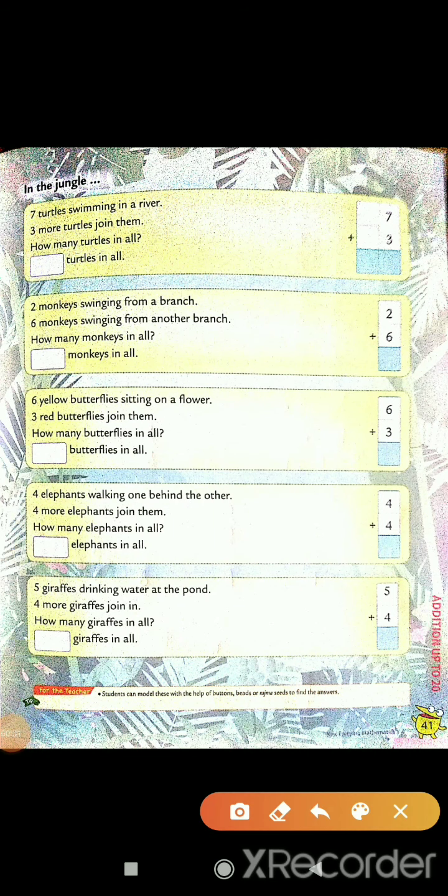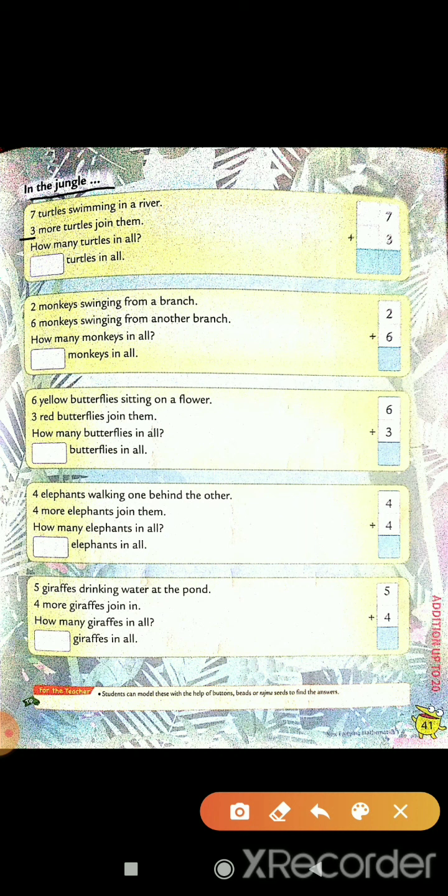Okay, students. So moving further, let us start with the word problems. In the jungle, 7 turtles swimming in a river. 3 more turtles join them. How many turtles in all?